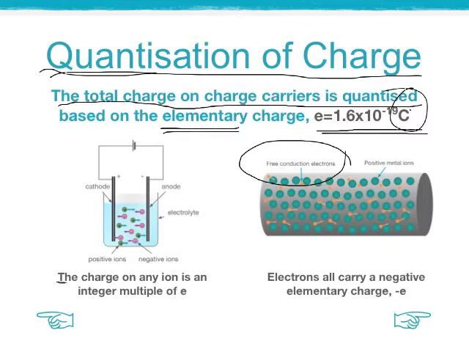So we say the total charge on charge carriers is specific, it's quantized, and it's based on the elementary charge. The charge on any ion, so when you're doing this in chemistry, you might have multiples of e. Or when we talk about electrons flowing through a wire or any other conductor, we talk about minus e, the elementary charge.